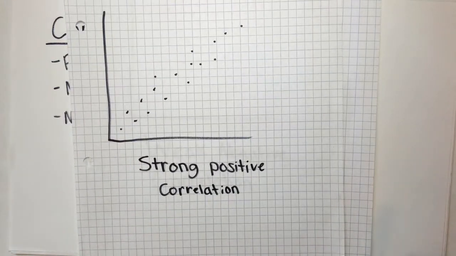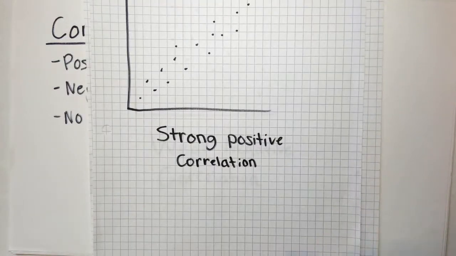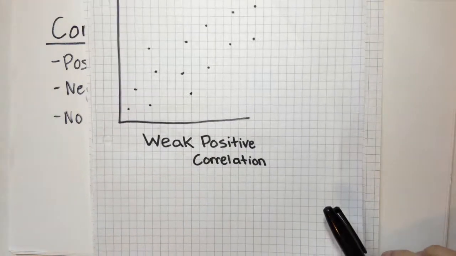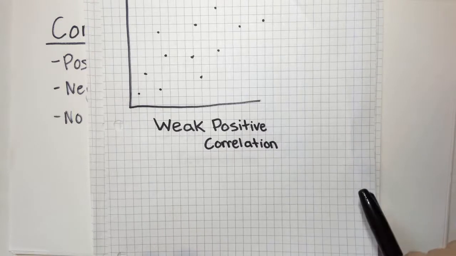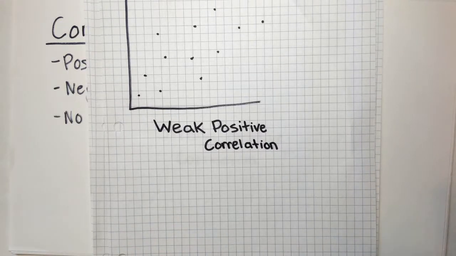This graph has a strong positive correlation because the points are very close to each other. And this is a weak positive correlation because the points are a little bit scattered, but they are still going up.